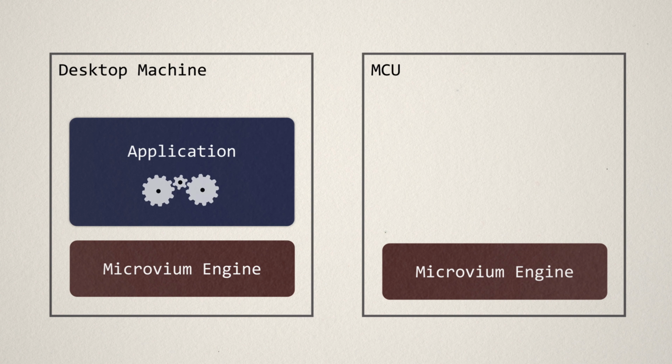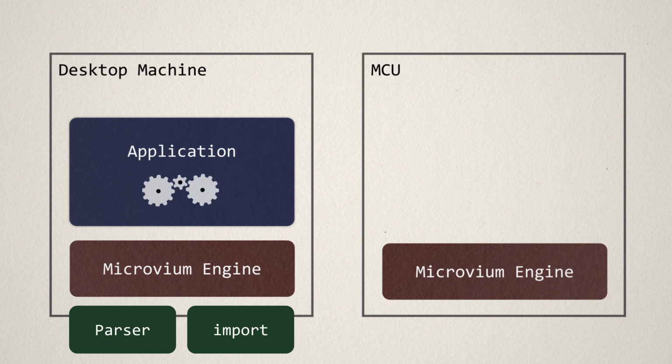When running on the desktop machine, it has access to a parser and the ability to import modules, as well as potentially other capabilities of that host machine. This is what we might call compile time, because it's the phase of your pipeline that happens before you deploy. And the result of this phase is a deployable binary, which is the snapshot image. And in this way, it echoes the process of compilation.